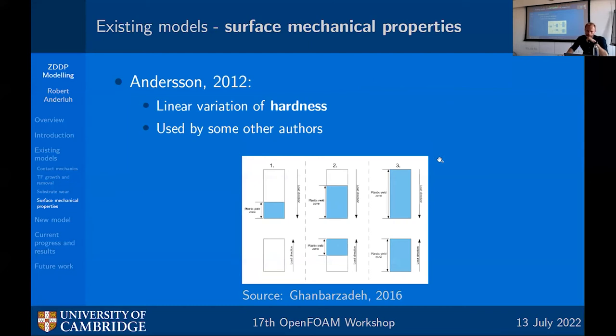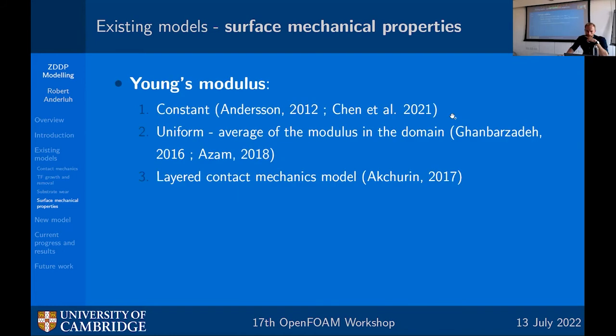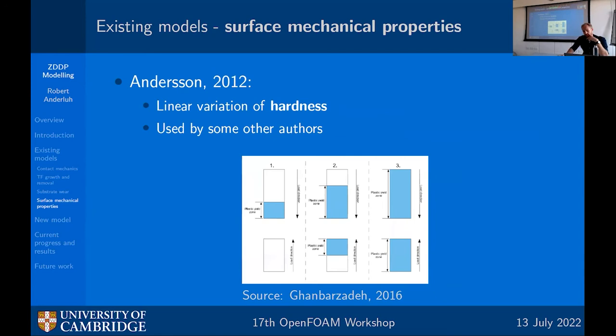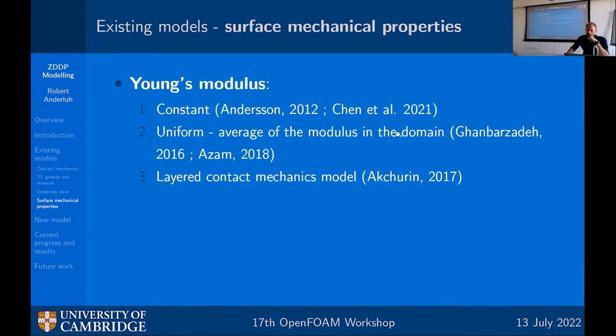There was an algorithm by Andersson in 2012 that assumed a linear variation of hardness. It was also used by some other authors in some of the papers that I have mentioned previously. And that was used to calculate the change of hardness as you get plastic deformation of the film. Regarding Young's modulus, it was usually considered constant most often, and then some authors considered it uniform, but it would change throughout the course of the simulation with the time step. So basically, for each time step, you go over the whole simulation domain and take the average of the elastic modulus in the domain. And Akchurin also used a layered contact mechanics model.